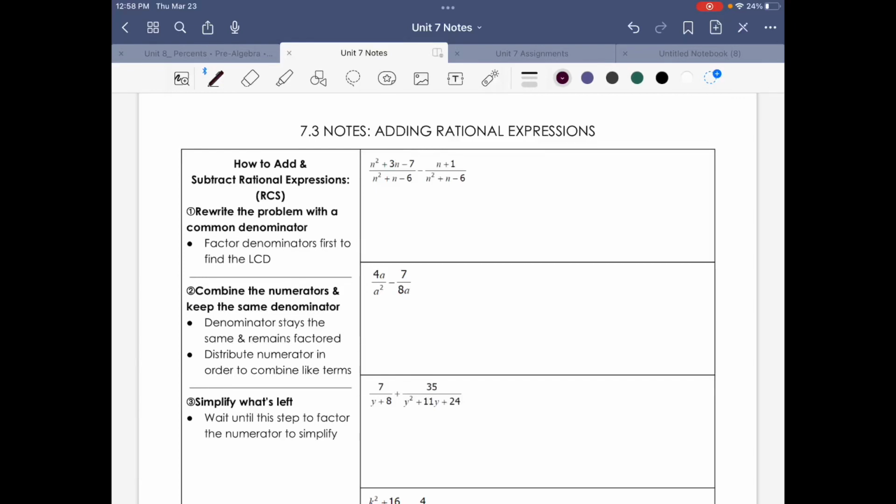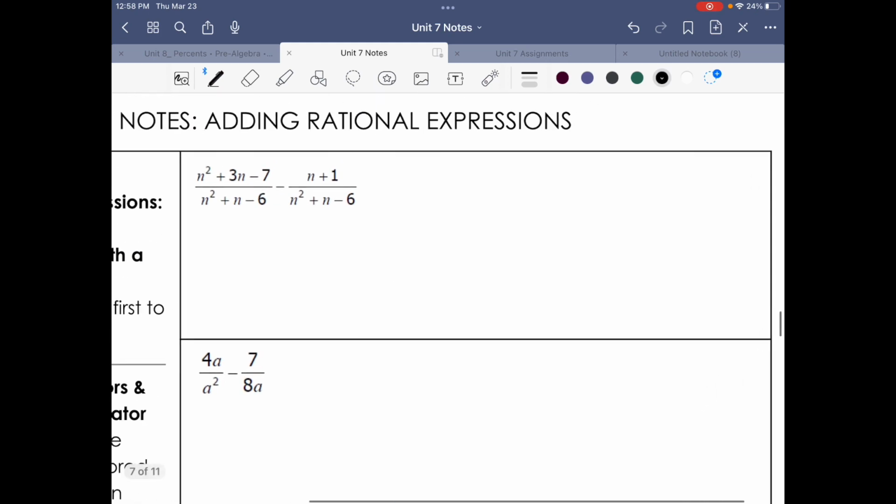Welcome to the Adding and Subtracting Rational Expressions notes. Over on the left, you're going to see that we have really three steps. I'm going to call it ROCKS. The R stands for rewrite the problems with a common denominator. The C stands for combining the numerators. You've got to combine like terms. And S stands for simplify. This will usually involve some factoring. And I'm just going to jump right in and re-explain these steps as I go.